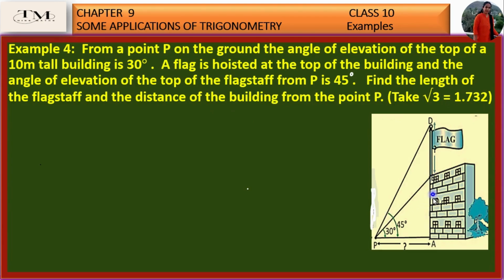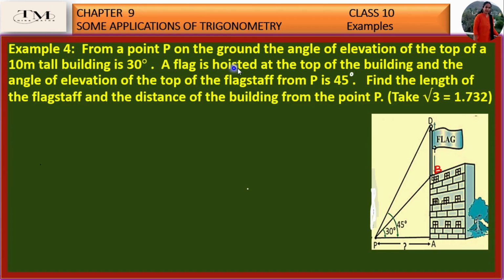So this is the building AB. So this is B. AB is the building. What is given? The angle of elevation of the top of a building, so B is the top, is 30 degree. So angle BPA makes 30 degree. Now height of the building is 10 meter, that is AB is equal to 10 meter. So these are all given.